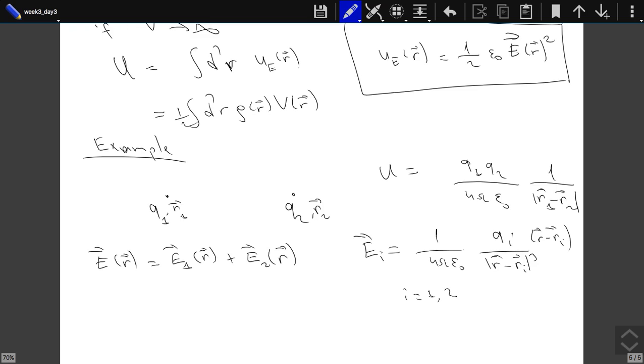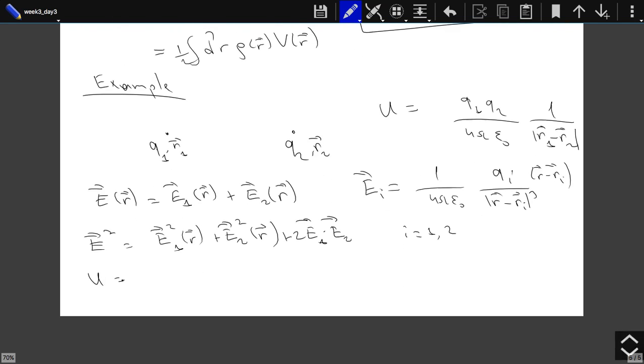If you calculate E squared, this will be E1 squared of R plus E2 squared of R plus twice E1 multiplied by E2. So the total energy stored in the system will be 1 over 2 epsilon 0 integral d cubed R of E1 squared plus E2 squared plus twice E1 dot E2, integrated over all of space.